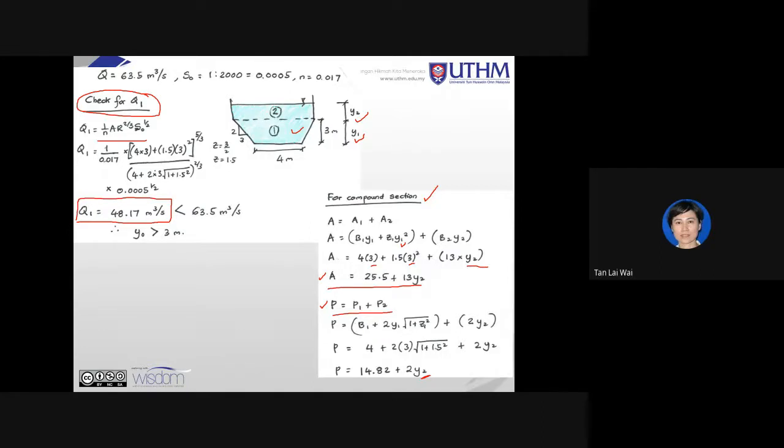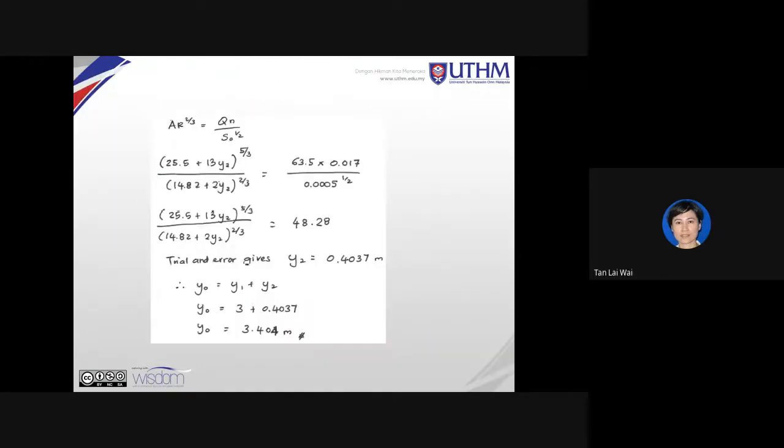Same thing here, I substitute Z1 and Y1. The expression of the weighted parameter is 14.82 plus 2Y2. Again, if I'm too fast or if you have a question, you can stop me.